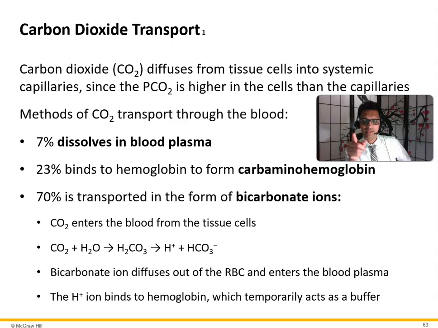Basically, every time you talk to them, you are giving them fuel. Now, how do we get rid of carbon dioxide? Well, 7% dissolves in blood plasma. Okay, so that's easy. 7% dissolves in blood plasma.